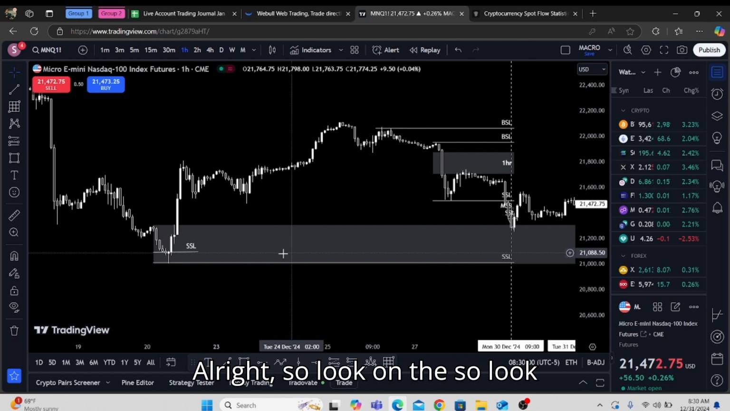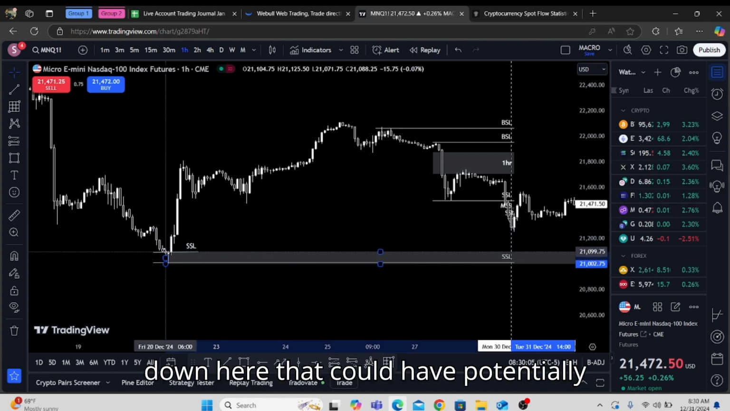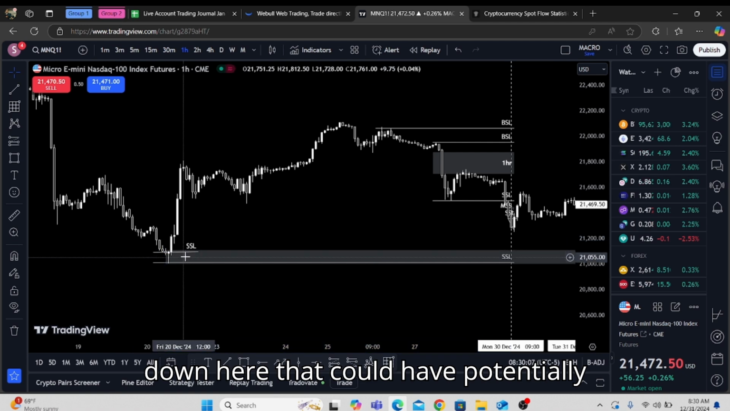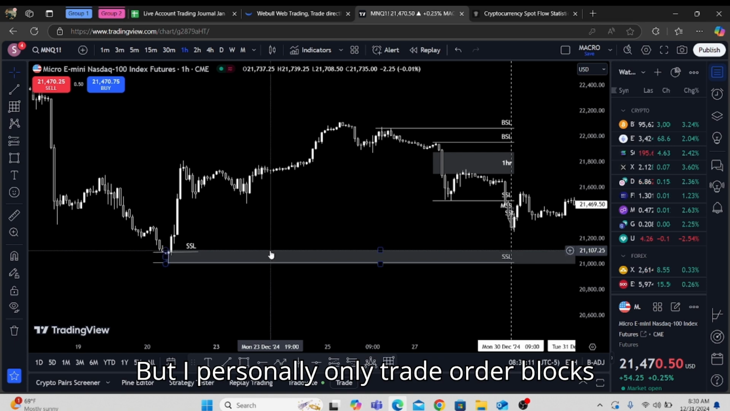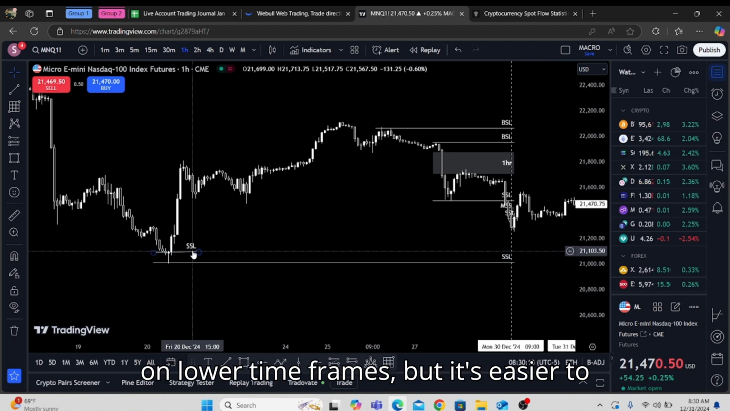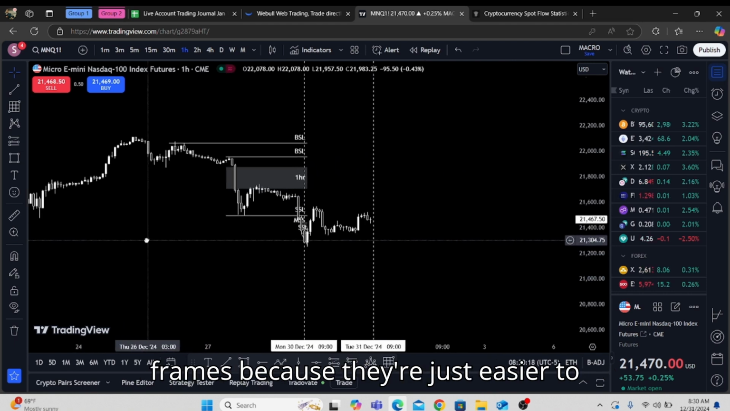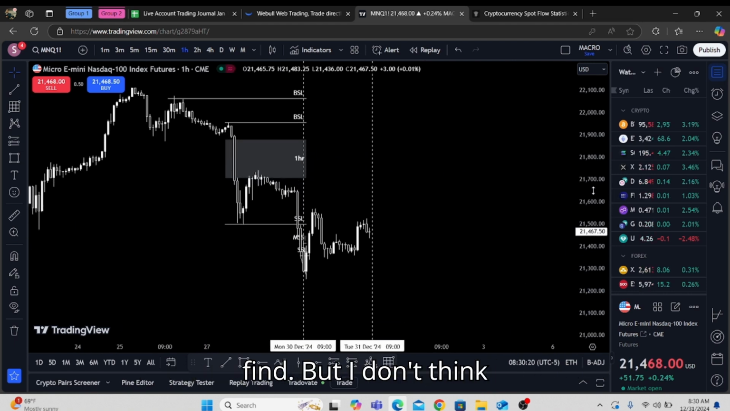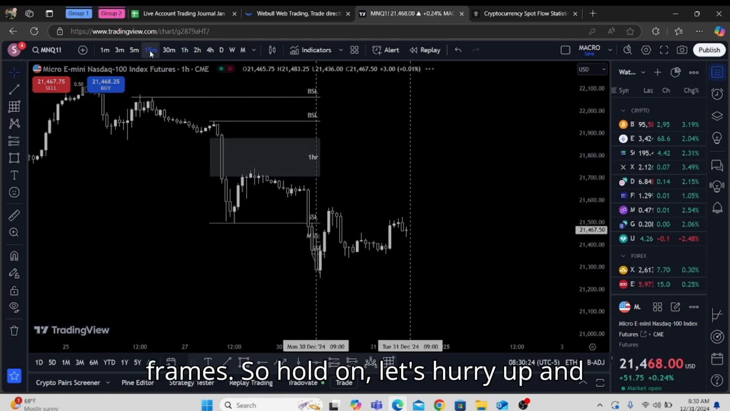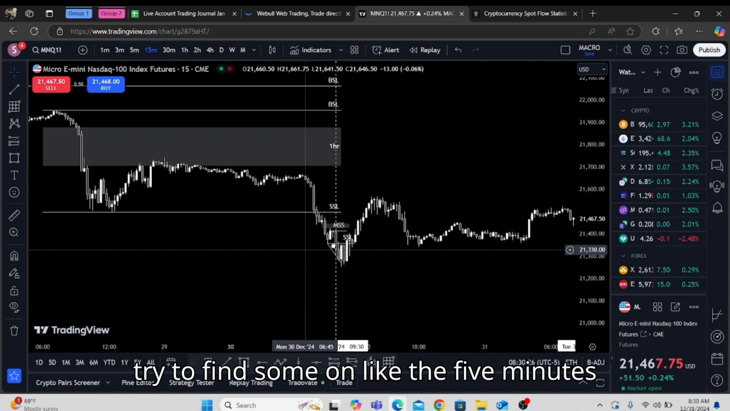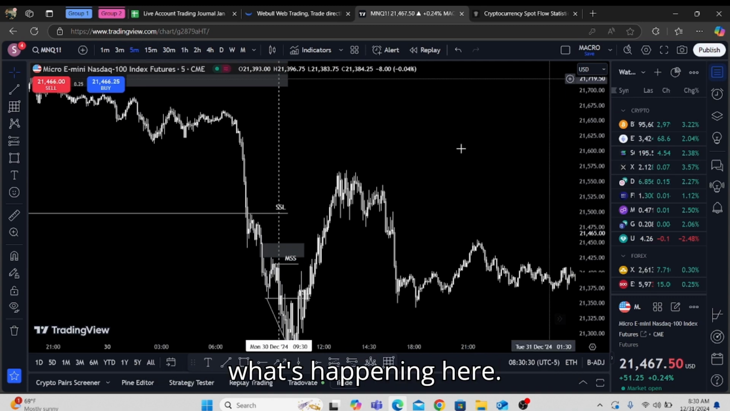All right, so look, on the 1 hour, this is the order block down here that could have potentially been used. But I personally only trade order blocks on lower time frames. It's easier to show you guys order blocks on higher time frames because they're just easier to find, but I don't think they work as well as on lower time frames. So let's hurry up and try to find some on like the 5 minutes real quick, just so you guys understand what's happening here.